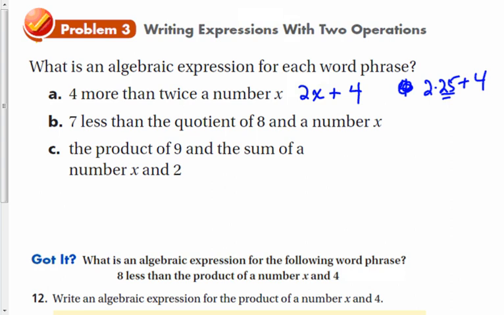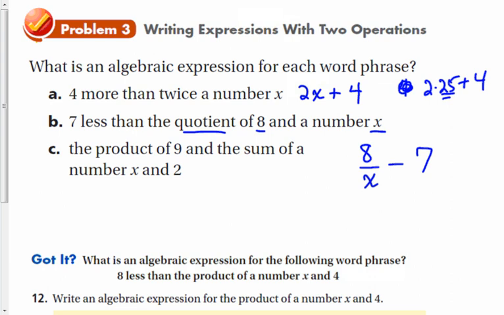7 less than the quotient of 8 and a number x. So the things that we're dividing are these two things, 8 and x. And we need 7 less than that. So the first thing we want to do is divide those two numbers to get the quotient, and in that order, 8 divided by x. Then we want 7 less than that, so we're going to subtract 7. Again, the order matters here a lot.